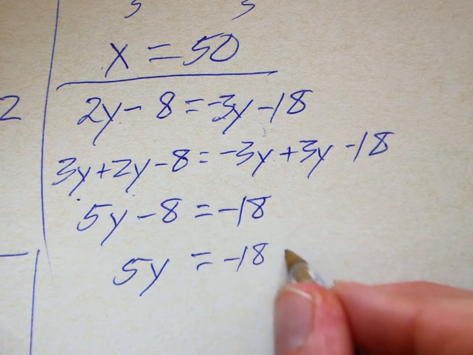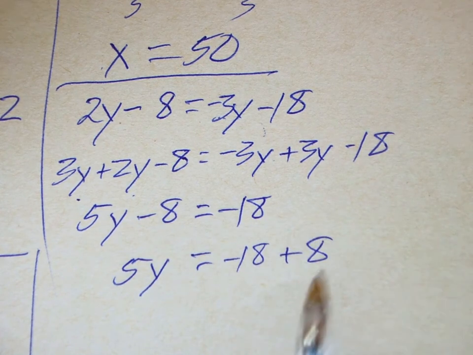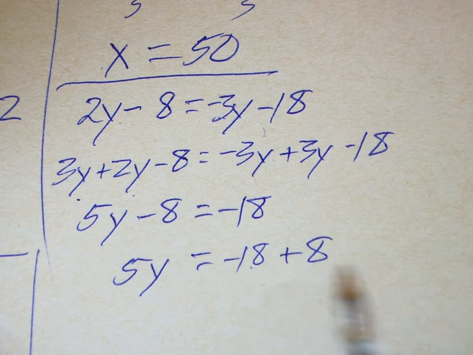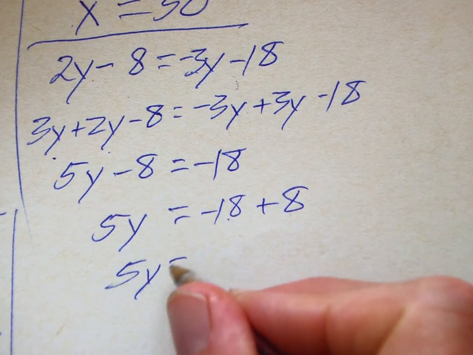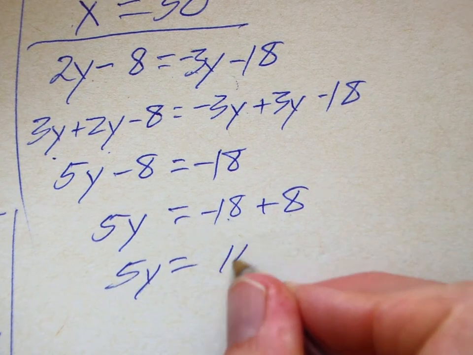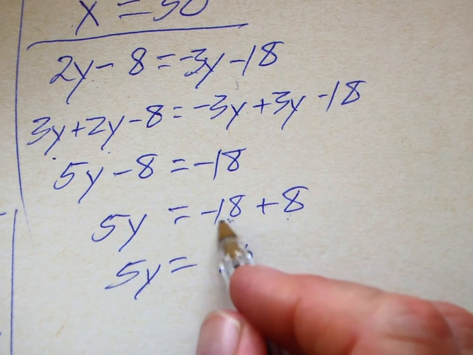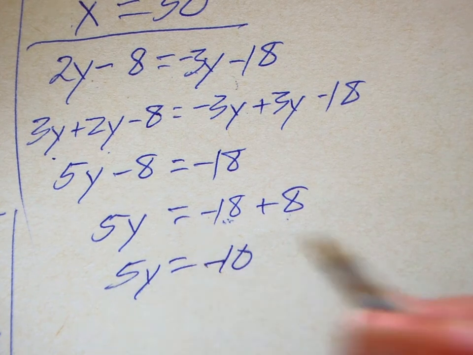Negative 18 plus 8. You got a positive and a negative, so you subtract them. 5y equals 10. And which is bigger, the 8 or the 18? 18 is bigger, so it's minus 10.